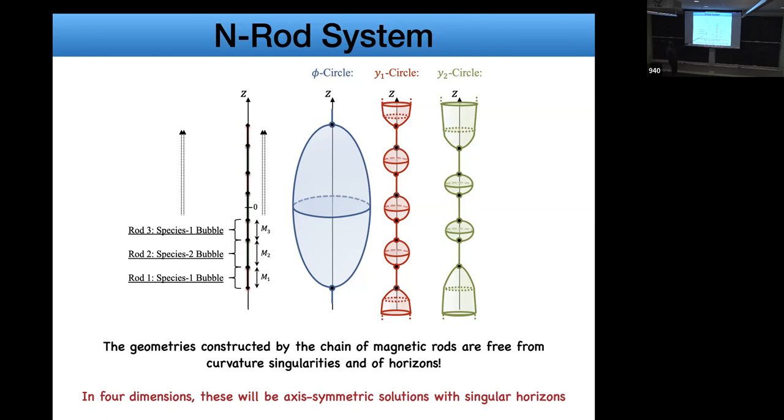So you can construct this large chain of these bubbling sources, and then you get a solution which has no curvature singularities and no horizons, and it's completely smooth. When you Kaluza-Klein reduce to 4 dimensions, what you actually get is a 4-dimensional black hole, which is axisymmetric in some magnetic field, but instead of having a horizon, it's a horizon that is singular, right? So this is an effective realization of what you might call a firewall in 4 dimensions.